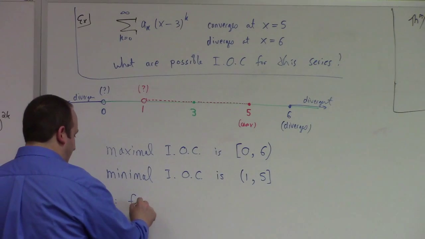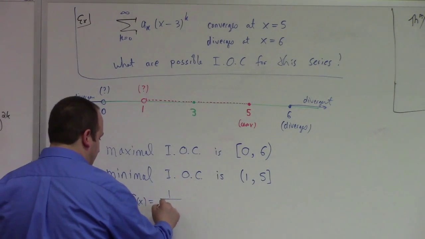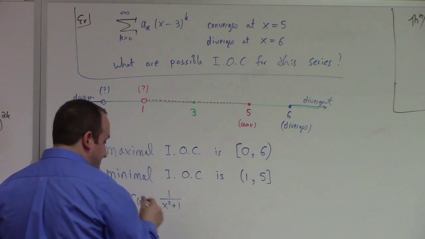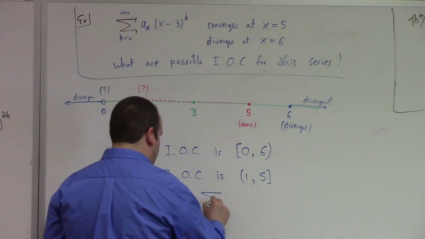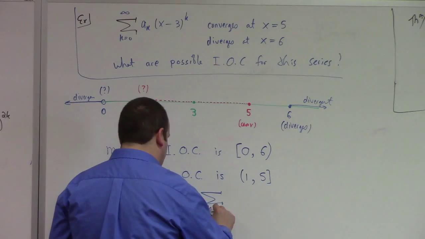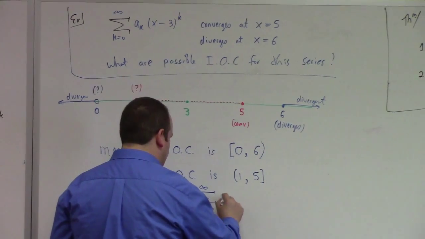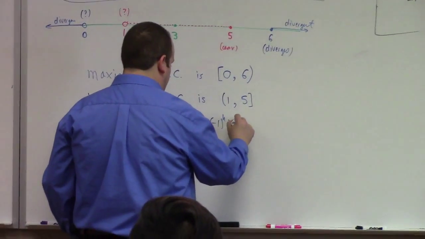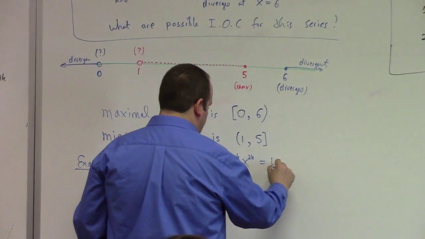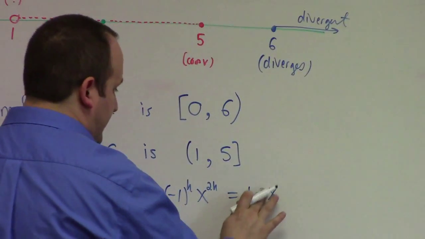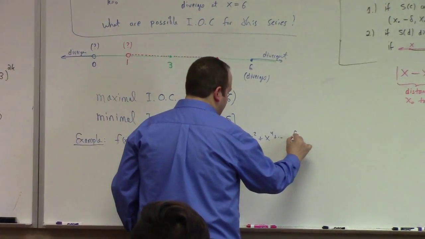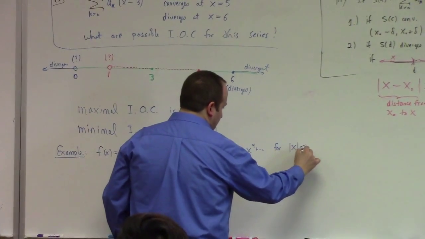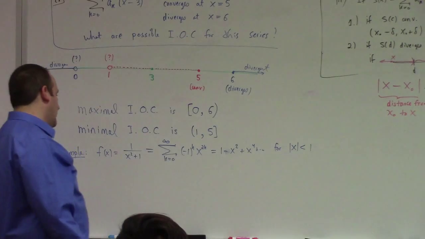But I gave you this example before. f of x is equal to 1 over 1 plus x squared, right? And that has, by the geometric series, the expansion sum over k equals 0 to infinity of (-1)^k x^(2k). In other words, 1 minus x squared plus x to the 4th, plus dot, dot, dot. Now that was true for the absolute value of x less than 1.